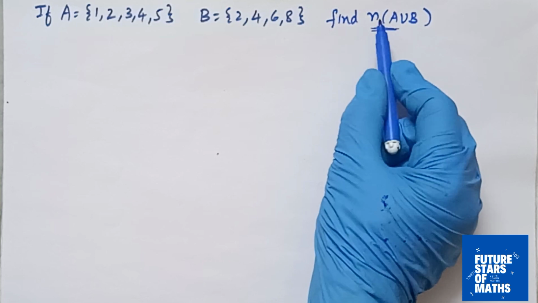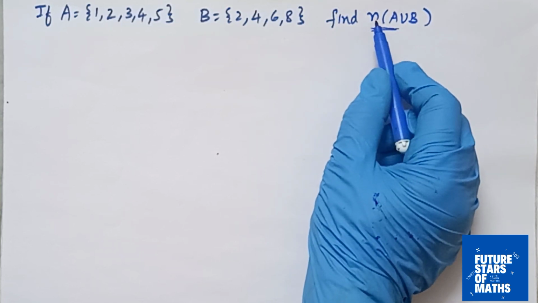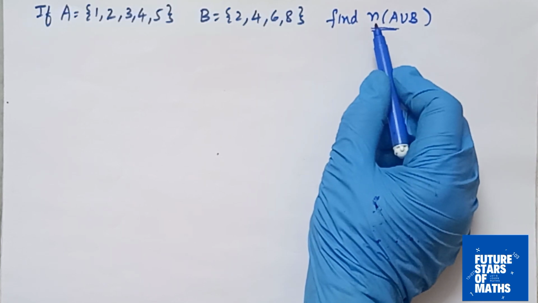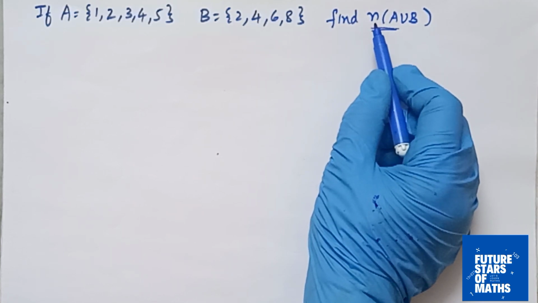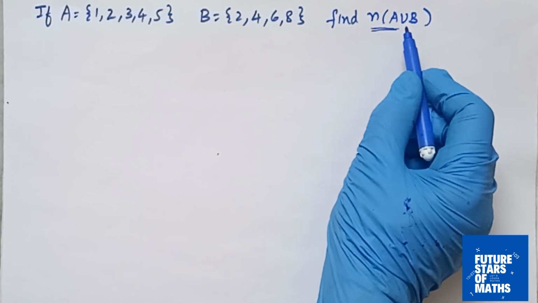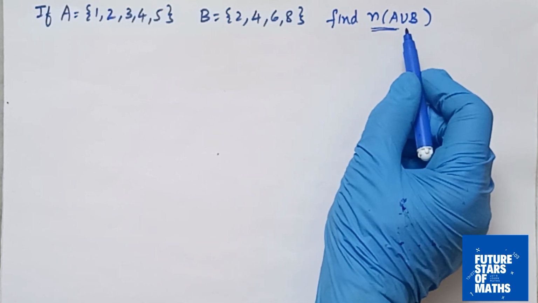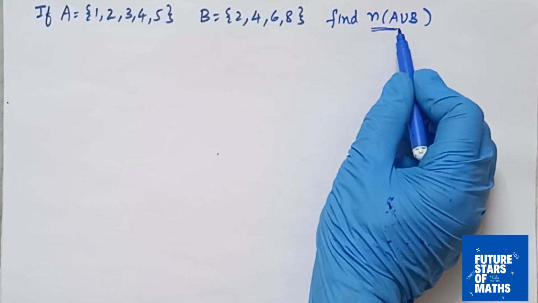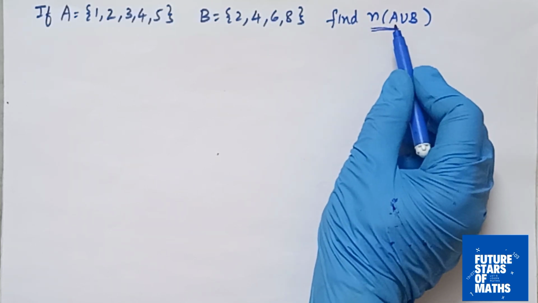In the previous videos we know what is n of. Okay, now let's recall that. It is called as cardinal number. That is, in the bracket whatever is given, that set, how many elements are there. If we count and write, that is known as the cardinal number of the set. Okay.